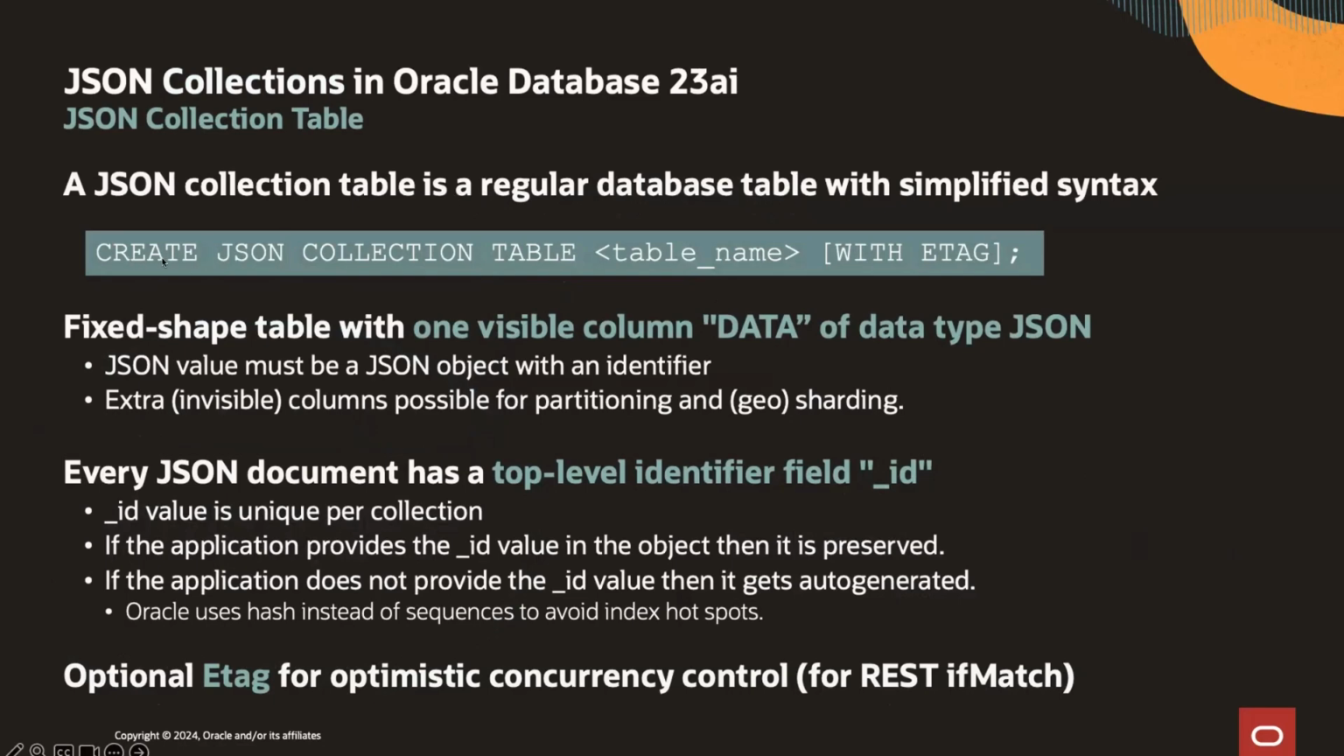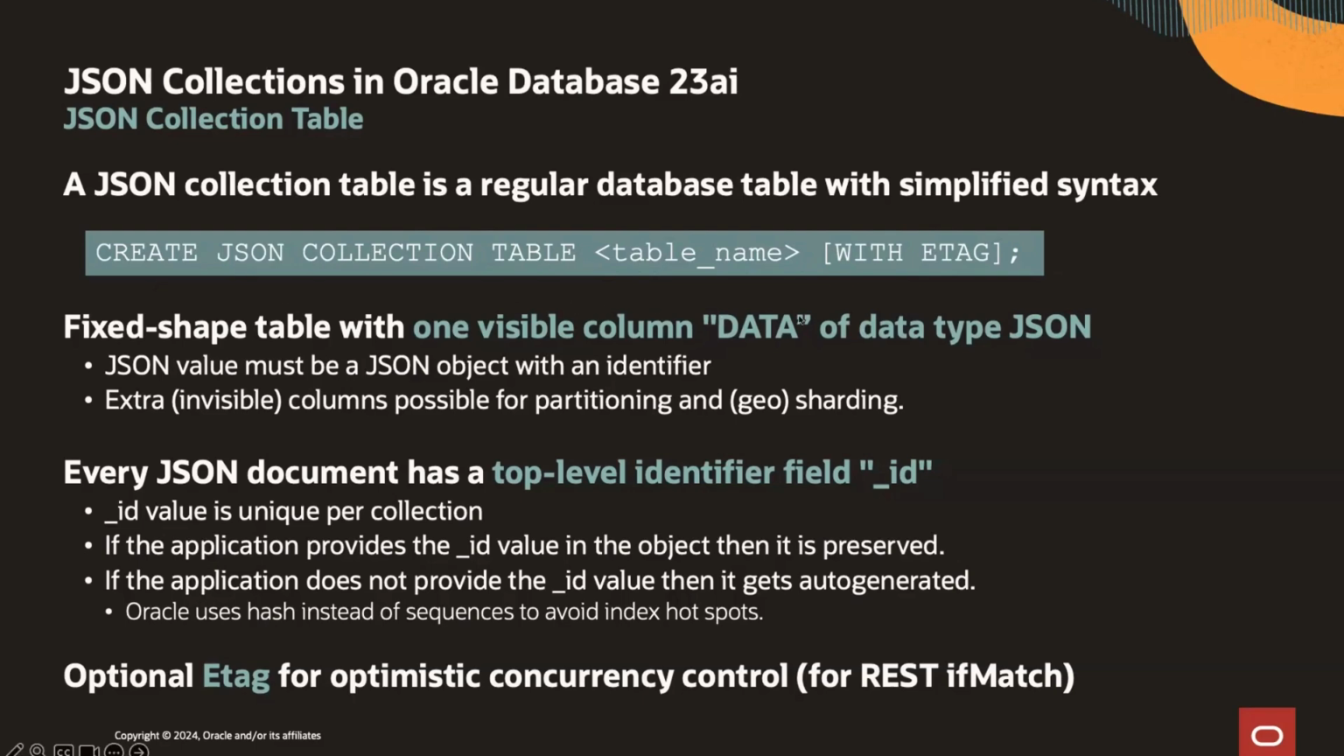So there is a new syntax. You can say create JSON collection table, and you give it the table name. And under the cover, it will create a table with that name, and it has one column called data, which is of data type JSON. It can only accept JSON objects. So if you try to insert a JSON scalar or a JSON array, it will reject that. And you cannot add any other column. So it is unlike a regular table. You could also create a table and list all your columns, and then you could add one or multiple JSON type columns.